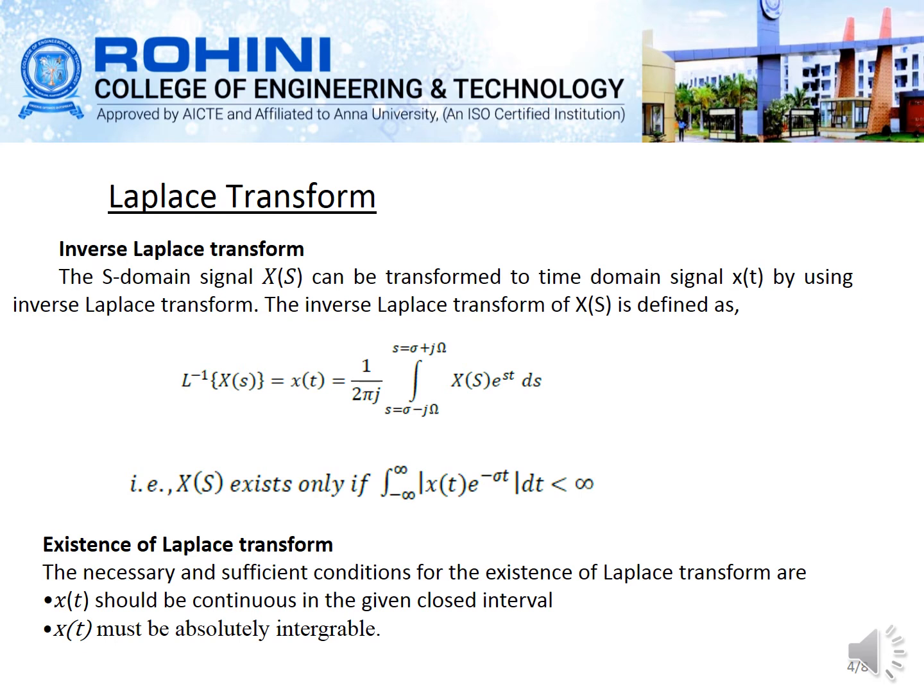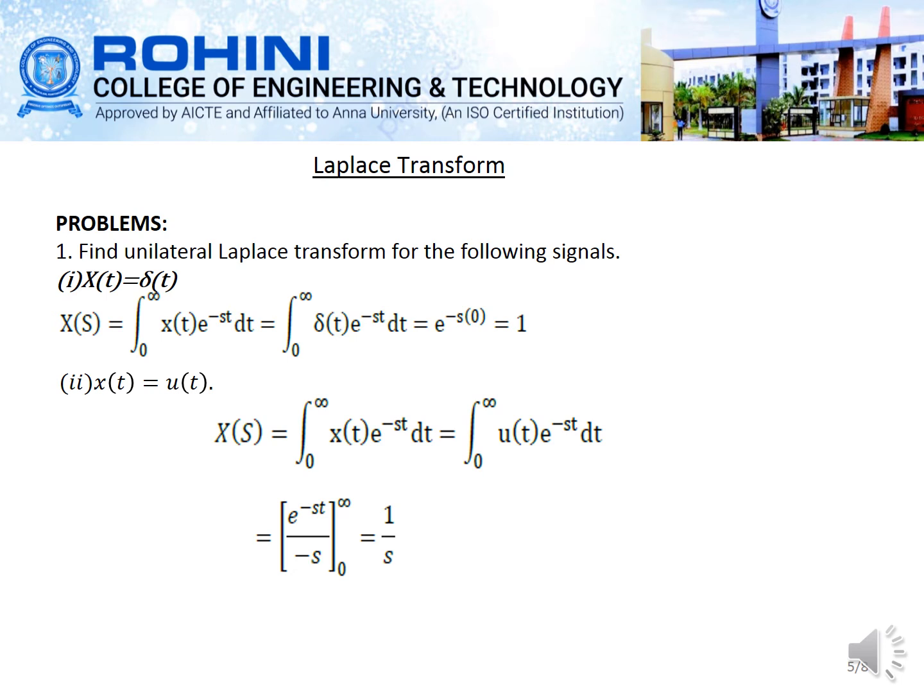And the existence of Laplace transform: the necessary and sufficient conditions for the existence of the Laplace transform are that x of t should be continuous in the given closed interval, and x of t should be absolutely integrable. You can see some of the examples. Let us see. Find the unilateral Laplace transform of the following signals.